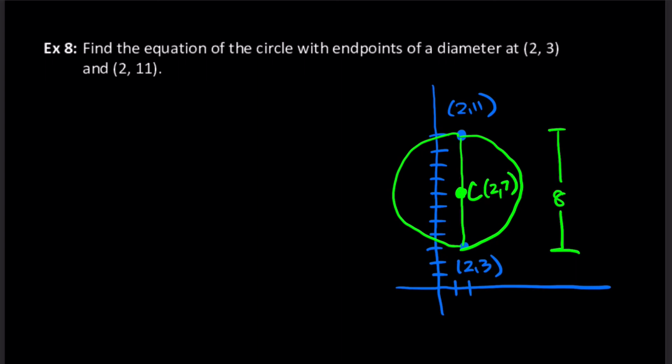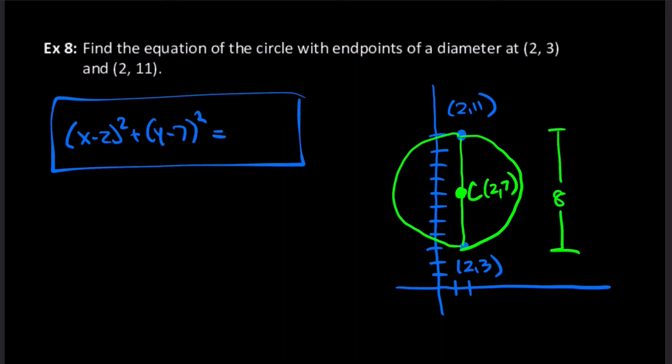You can count, or you can just add 4 to 3. So now that you know your center is 2, 7, I can write the left side of the equation, x minus 2 squared plus y minus 7 squared equals, and I just need the radius. Well, we kind of already discussed what the radius is right there. Radius is 4. That's going to be r squared. 4 squared is going to be 16.